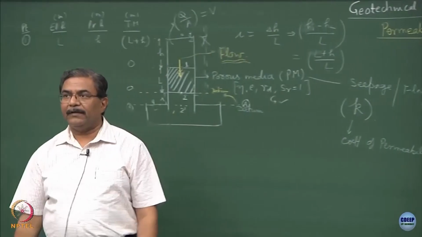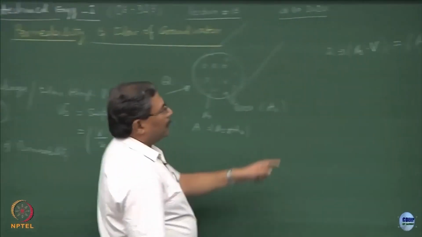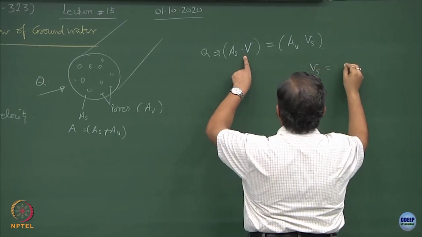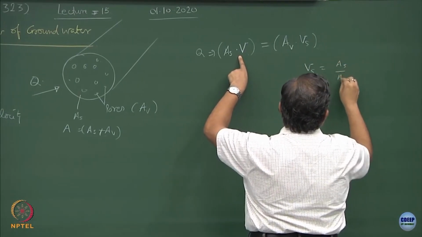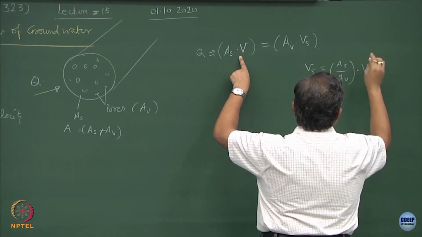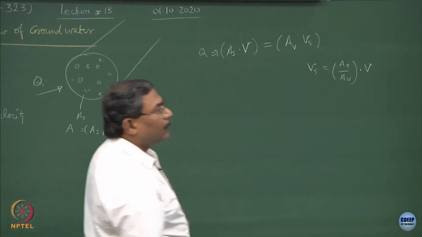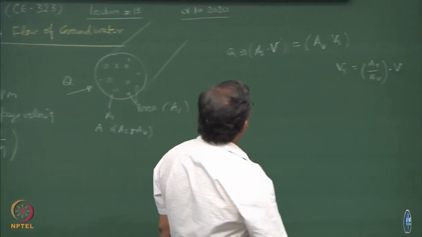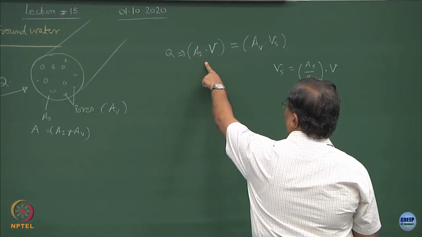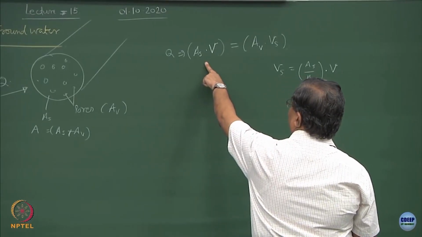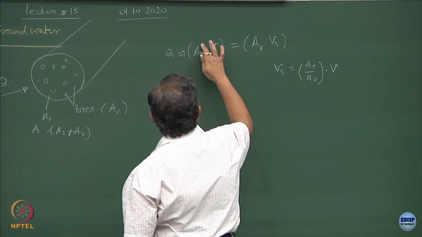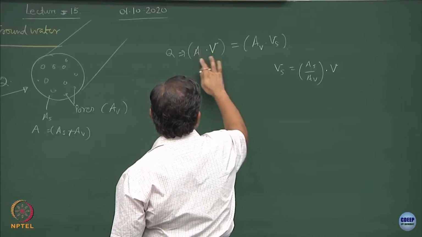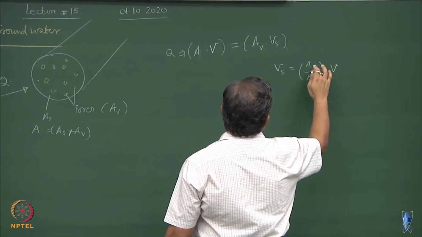This is the continuity. So, what I am saying is Vs equals AS upon AV multiplied by velocity V. Sorry, which one? On this side? Yeah, you are right. I can deal with solids also, no? Okay, yeah, you are right. So, let it be like this.